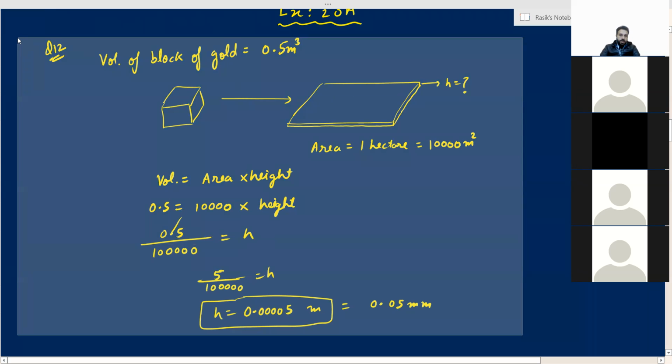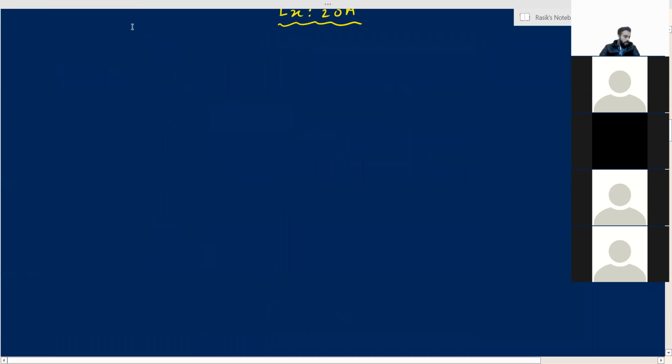Okay, let's do the next one. Question 13. The rainfall recorded on a certain day was 5 centimeter. Find the volume of water that fell on a 2 hectare field. Do you know what is the meaning of rainfall on a certain day was 5 centimeter? Have you ever heard of this?